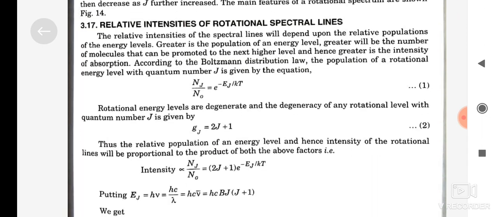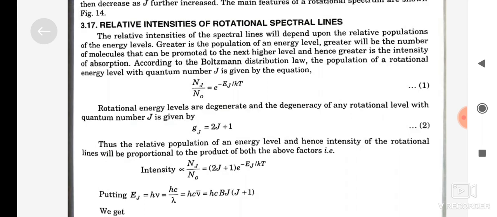Relative intensity of rotational spectral lines. The relative intensity of the spectral line will depend upon the relative population of the energy levels. The greater the population of an energy level, the greater will be the number of molecules that can be promoted to the next higher level, and hence the greater the intensity of absorption. According to the Boltzmann distribution law, the population of a rotational energy level with quantum number J is given by the equation NJ upon N naught is equal to e to the power minus EJ upon kT. Rotational energy levels are degenerate, and the degeneracy of a rotation level with quantum number J is given by GJ is equal to 2J plus 1.